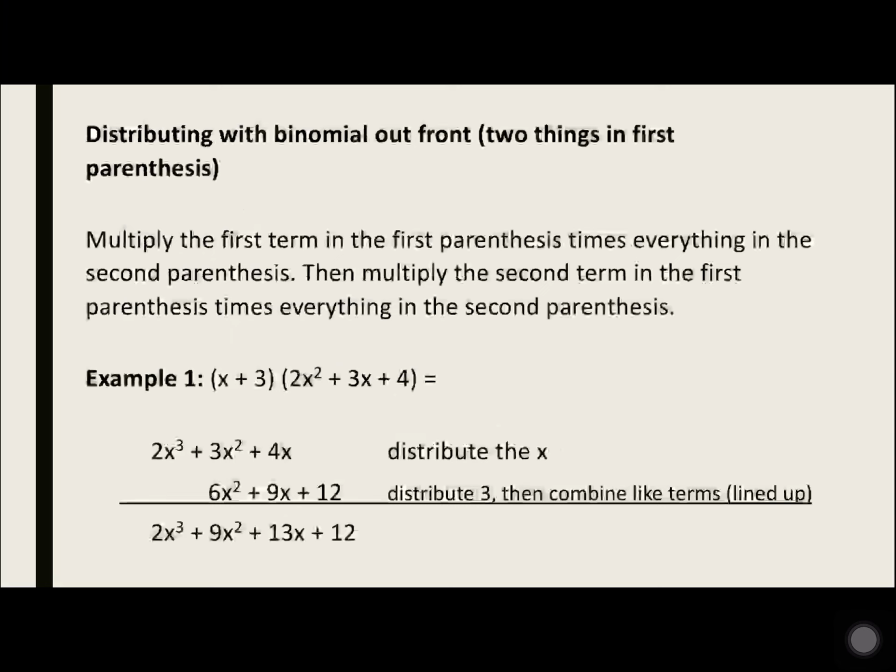Distributing with the binomial out front. Two things in the first parentheses. Multiply the first term in parentheses times everything in the second parentheses. Then multiply the second term in the first parentheses times everything in the second. So everything in that first parentheses has to distribute to everything in the second one.